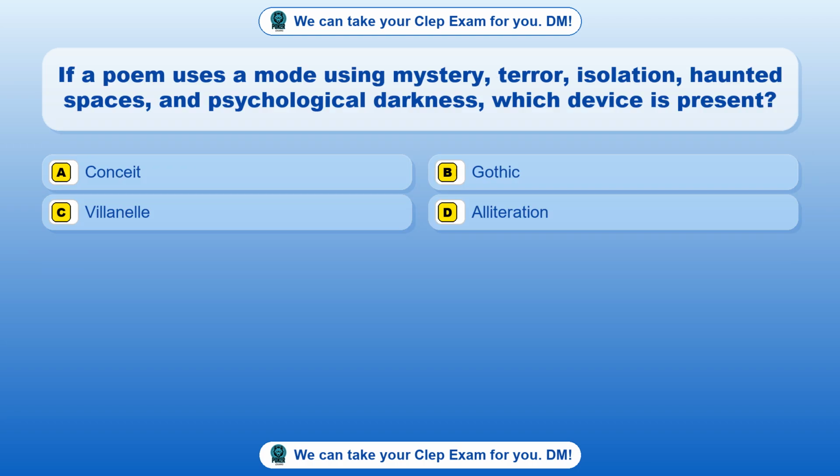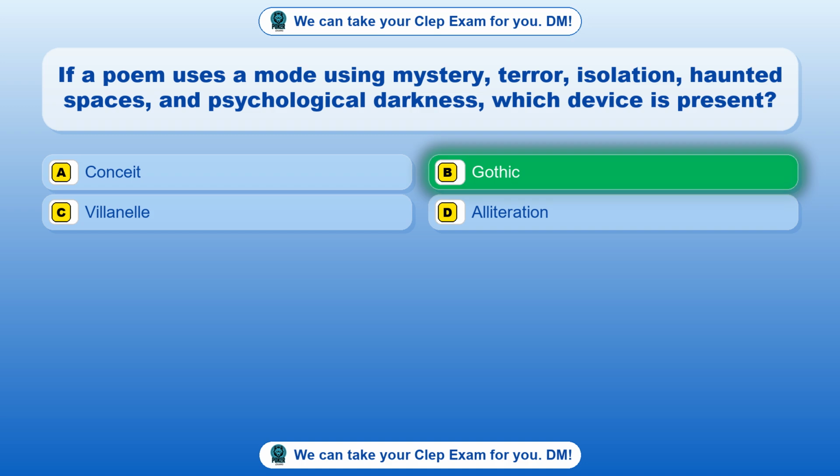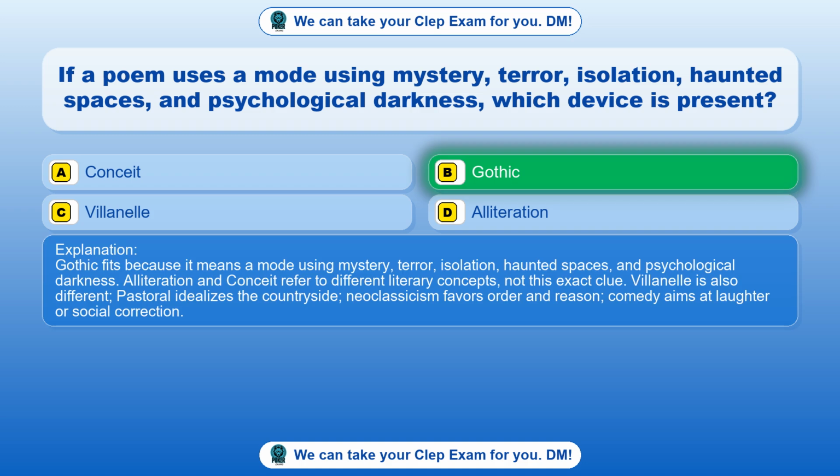Question 18. If a poem uses a mode using mystery, terror, isolation, haunted spaces, and psychological darkness, which device is present? Option A. Conceit. Option B. Gothic. Option C. Villanelle. Option D. Alliteration. The correct answer is option B. Gothic. Gothic fits because it means a mode using mystery, terror, isolation, haunted spaces, and psychological darkness.